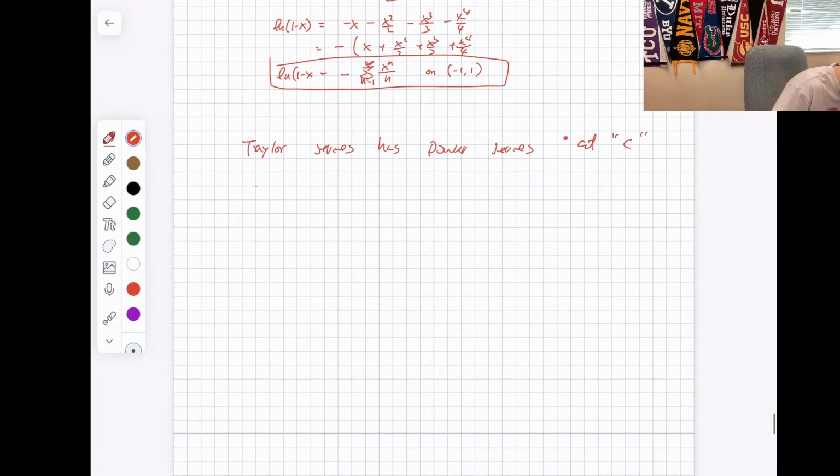Okay, so f of x equals the summation from n equals 0 to infinity of a_n times (x minus c) to the n. This is centered at c.